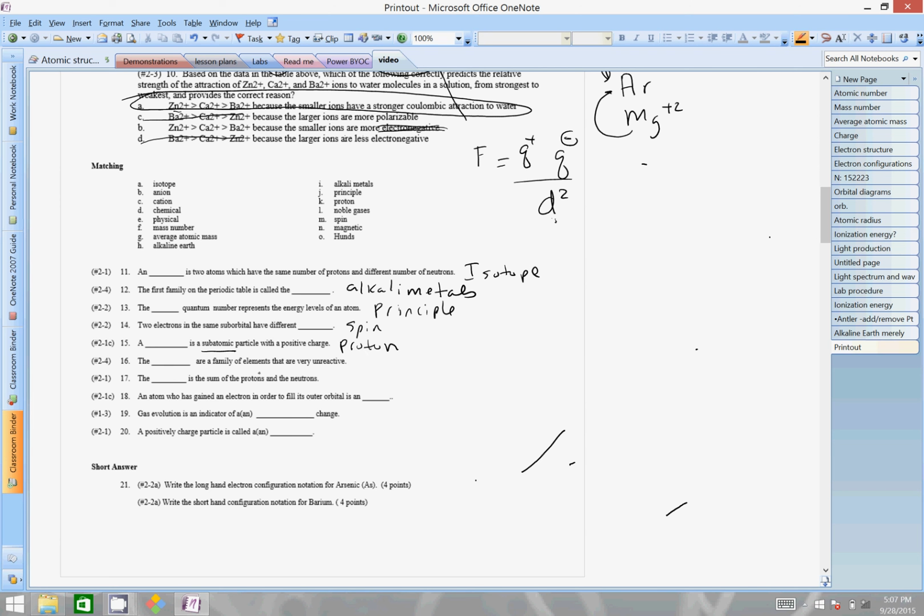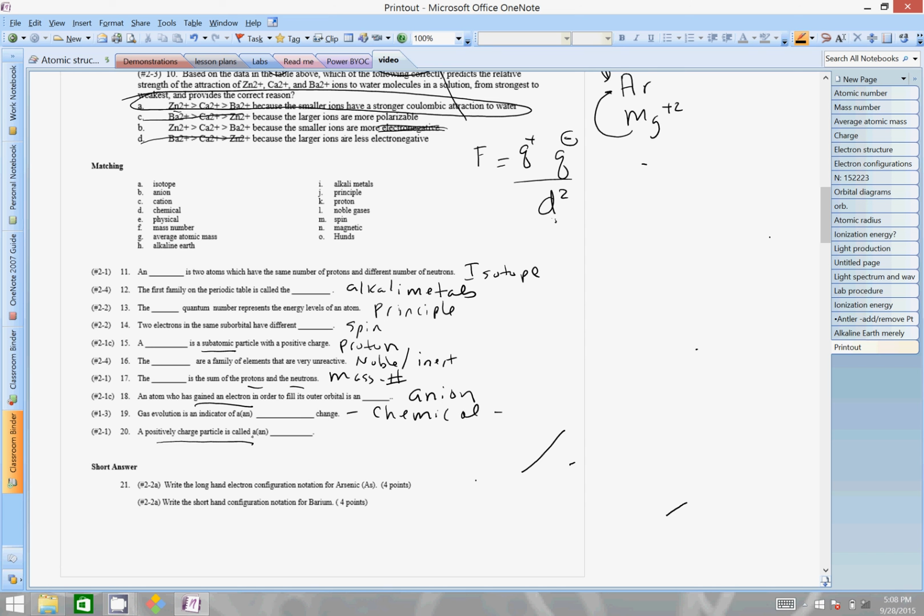The blank family elements are very unreactive, noble gases, often also referred to as inert. The blank is a sum of protons and neutrons. They both have mass. That would be the mass number. An atom that has gained an electron in order to fulfill its outer shell. Okay. Gaining an electron is an anion. A gas solution is an indicator of a chemical change. That's an old question. Review.